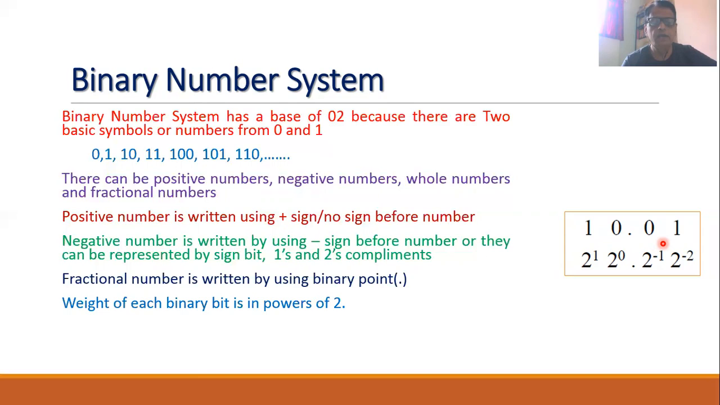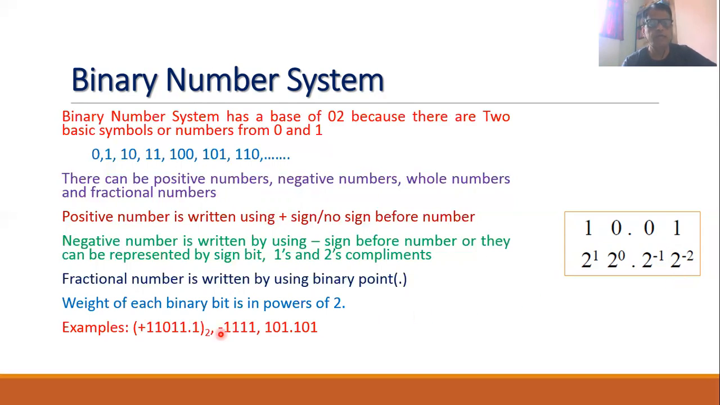Now whenever we write any binary bit, then every binary bit in the binary number will have a weight, and this weight is in the powers of 2. In case of decimal, the weight is in the powers of 10. In case of binary, the weight is in the powers of 2. So the first 0 will have a weight 2 to the power 0. The second one will have a weight 2 to the power 1. If you go to the right hand side, then the weight will go on decreasing. The first 0 will have a weight 2 to the power minus 1, and the second one will have a weight 2 to the power minus 2.